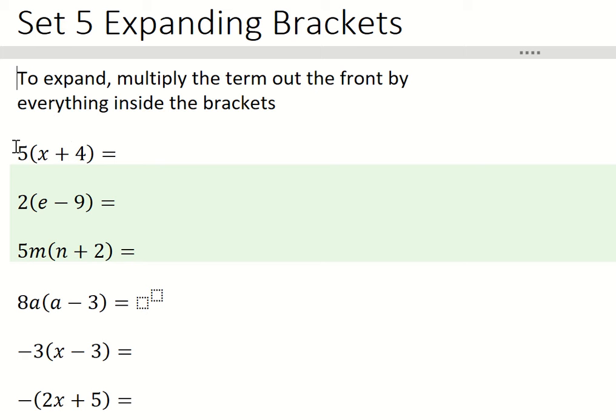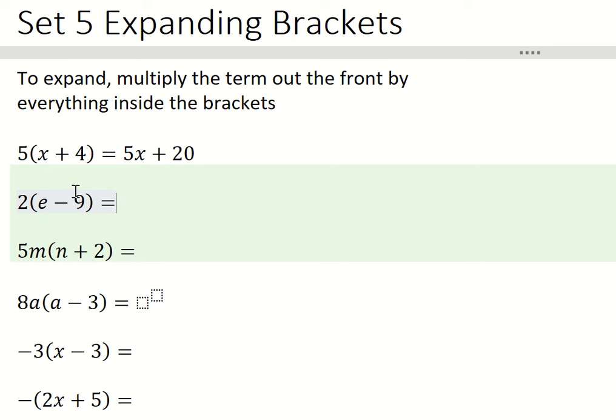So we're going to start off with 5 lots of x, which gives me 5x. And then 5 multiplied by 4 gives me a positive 20. So you'll notice now what we have here as our answer is simply both of these terms inside the brackets, okay, multiplied by 5.